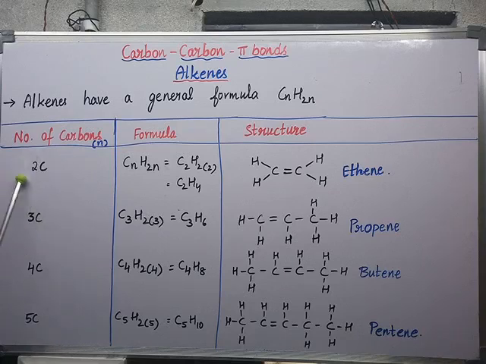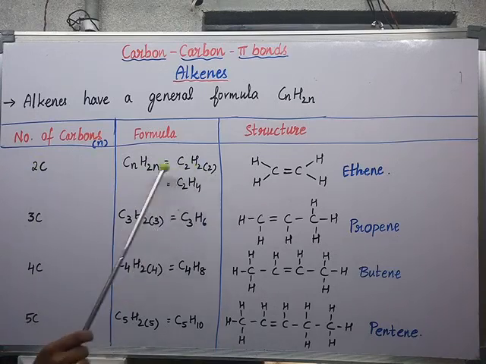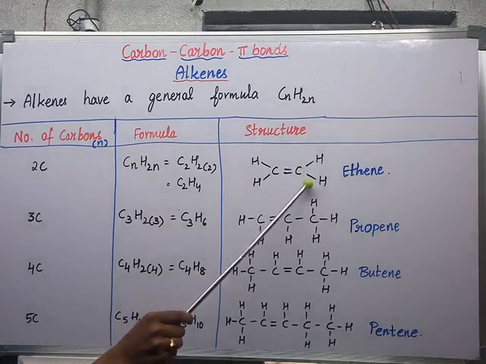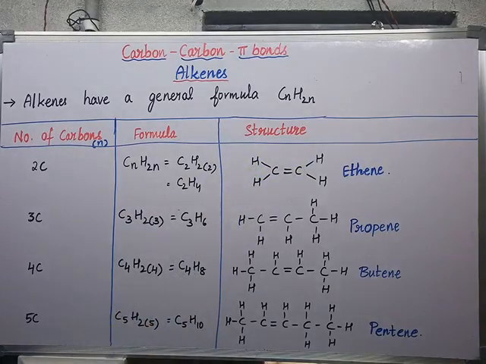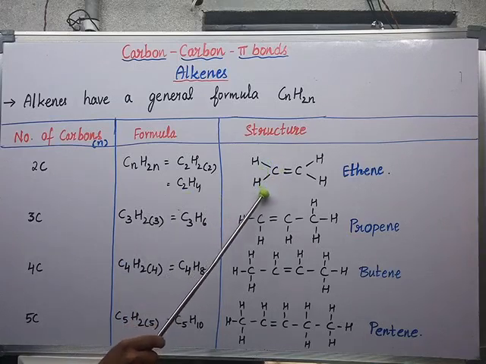So I'm taking two carbons and substituting in the formula CnH2n. In place of n, keep 2. C2H2 into 2, you are getting C2H4. So you can see the structure, C double bond C. Around each carbon you can observe two hydrogens. After writing the structure, you observe around carbon there must be four bonds. Around carbon there must be four bonds. So this is the first member in the alkenes. We call it ethene or ethylene.